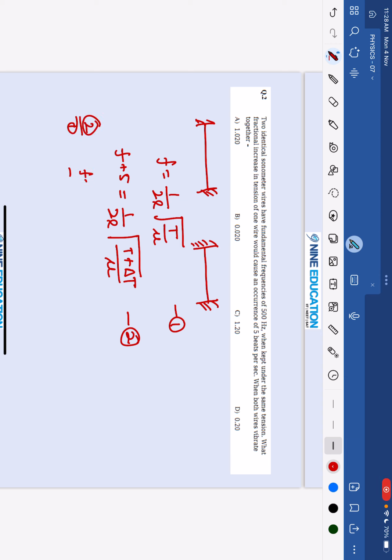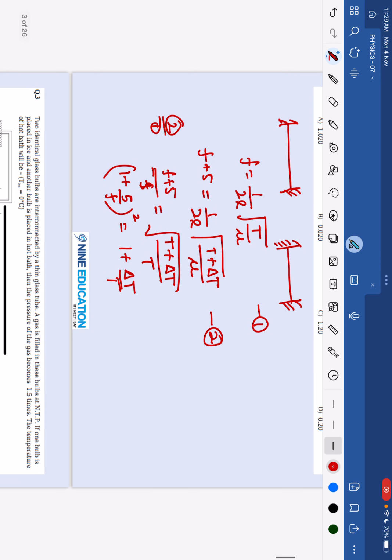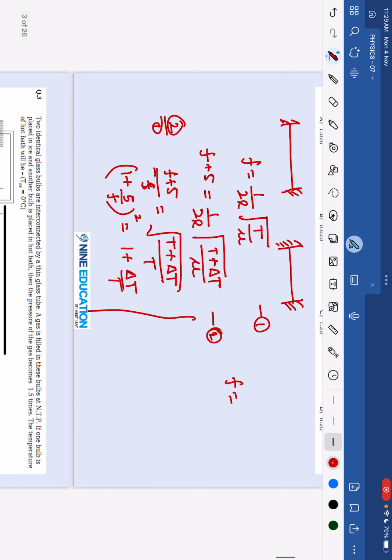So if we divide, we are going to get F plus 5 by F, and I'll be getting T plus delta T by T, and root of it. So here I get 1 plus 5 by F, and here I am going to get 1 plus delta T by T, all under root. If I square both sides, I'll be getting this. Now can I say that the frequency here, how much is it given? 500. So I'll write 500.